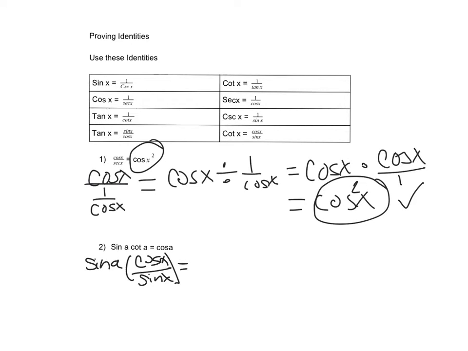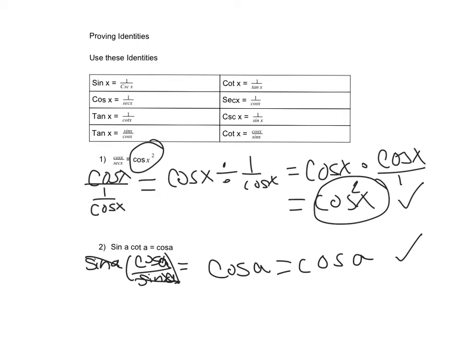Now I'm just going to clean this up and do math. So when I do, these are supposed to be A's, sorry. Okay, so when I do my math, I can cross off the sine and I can cross off the sine, and look, I'm left with cos A, and that's what I was shooting for. So check, that identity works.